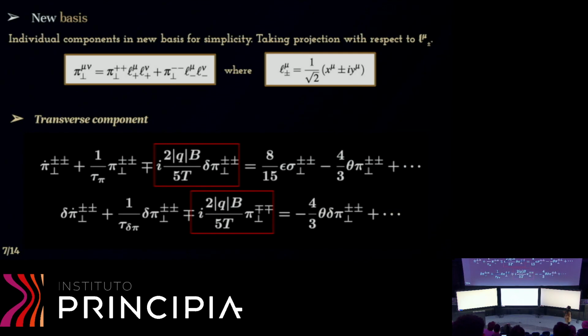So again, for simplicity, we use the new basis here. So we have the velocity fixing one direction, then the magnetic field fixing another direction. We have two more directions left, using which we construct this new basis, and we project the equation for the components of the shear stress tensor using this basis. And so this is the equation for the transverse component, the total shear stress tensor transverse component and the relative transverse component. And as you can see, these equations are indeed coupled because of the magnetic field.